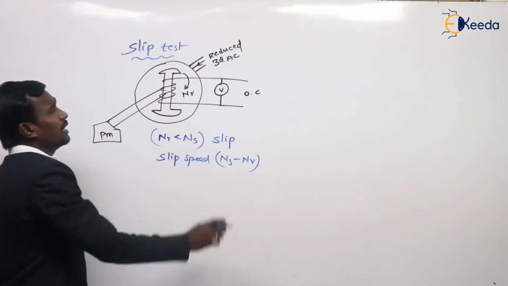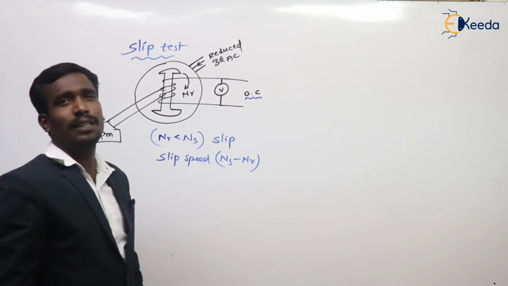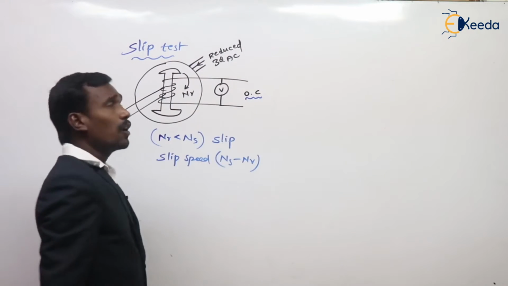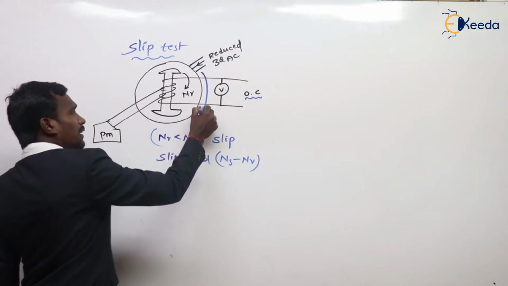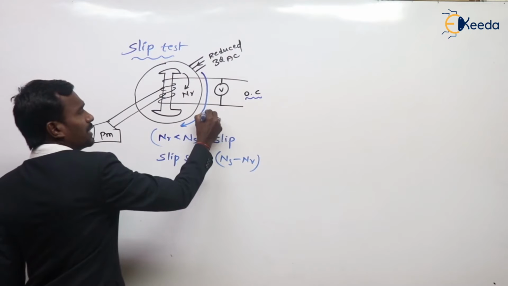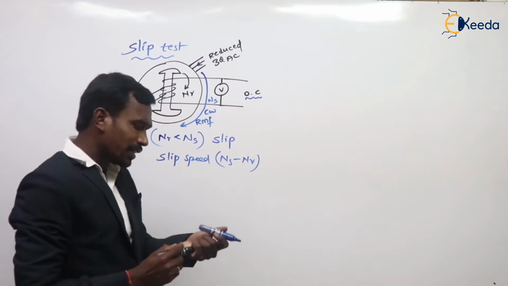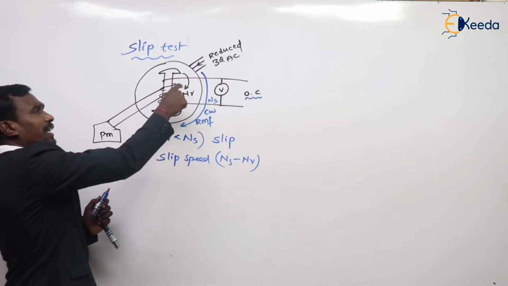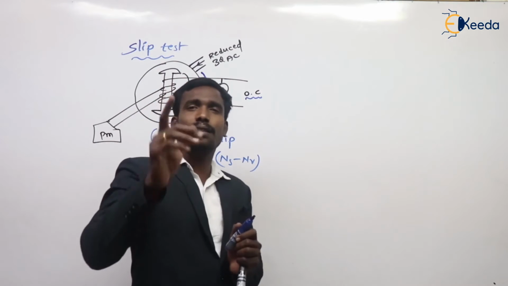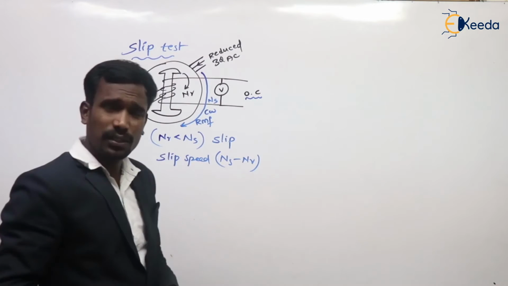What happens here: the field winding is open circuited and connected across a high resistive voltmeter, and reduced three-phase AC supply is given to the stator. When the reduced three-phase AC supply is given to the stator, it produces a rotating magnetic field which rotates in clockwise direction with synchronous speed. Then the rotor is rotated by a prime mover at less than synchronous speed in order to provide the slip. Right? This is conducting the slip test.